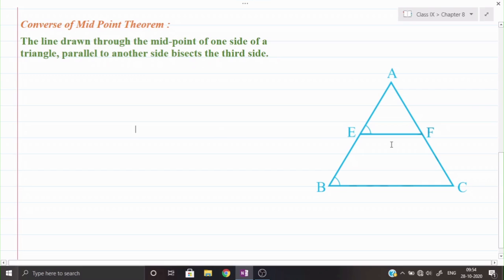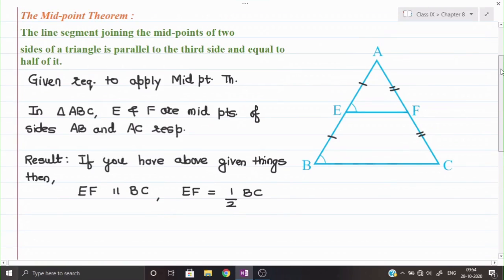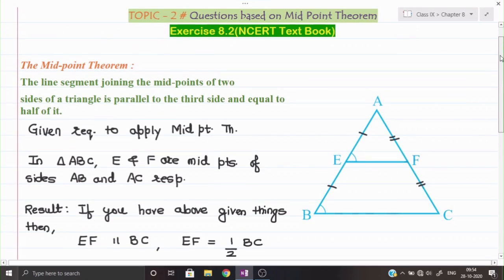First of all, we shall quickly recap what the midpoint theorem is, and then we shall come back to the converse. Earlier I have explained the midpoint theorem; the statement is in front of you now. Suppose we are given a triangle ABC, you can see the figure. E is a midpoint of AB, while F is a midpoint of AC. These two sides AB and AC have midpoints given.